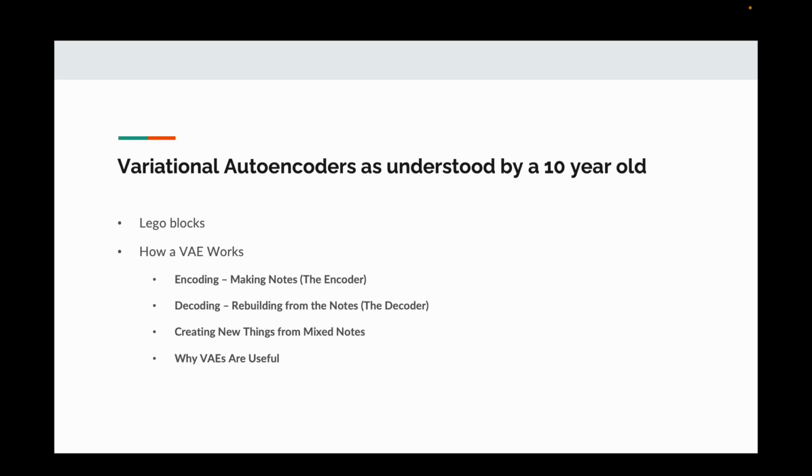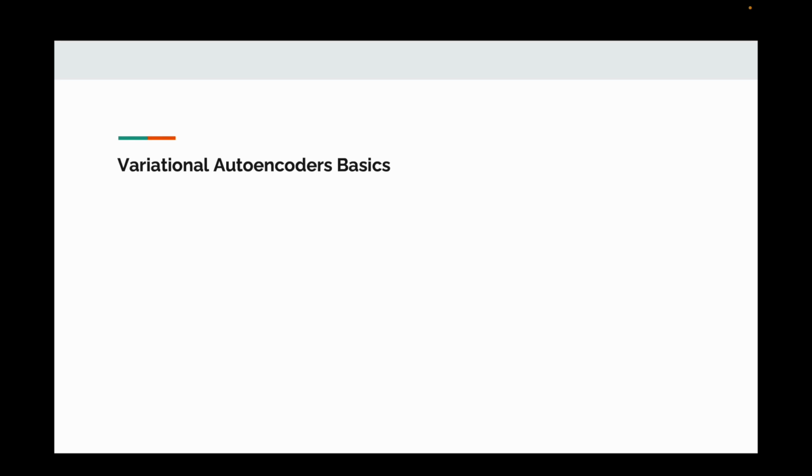I hope you were able to understand the basic crux of variational autoencoders through this explanation. If not, we're just going to jump into variational autoencoders basics. Now, variational autoencoders, or VAEs, are a type of generative model in deep learning that can learn the underlying patterns in data and generate new similar data points. Introduced in 2013 by Kingma and Welling, VAEs are particularly useful for generating images, text, and other complex data types.